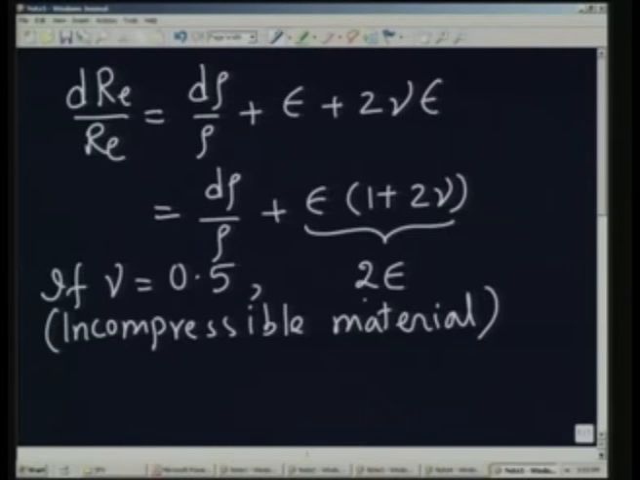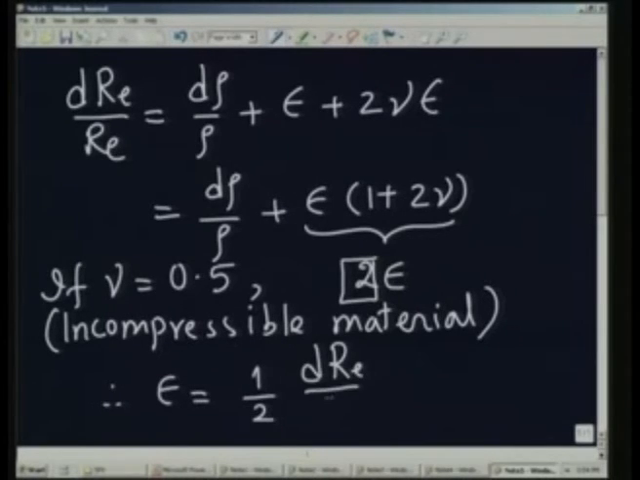Okay. So, you can see that this 2 is the factor which links the change in the resistance divided by resistance to the strain, equal to 2 epsilon, and therefore, you can see that epsilon is equal to half of dRe by Re.